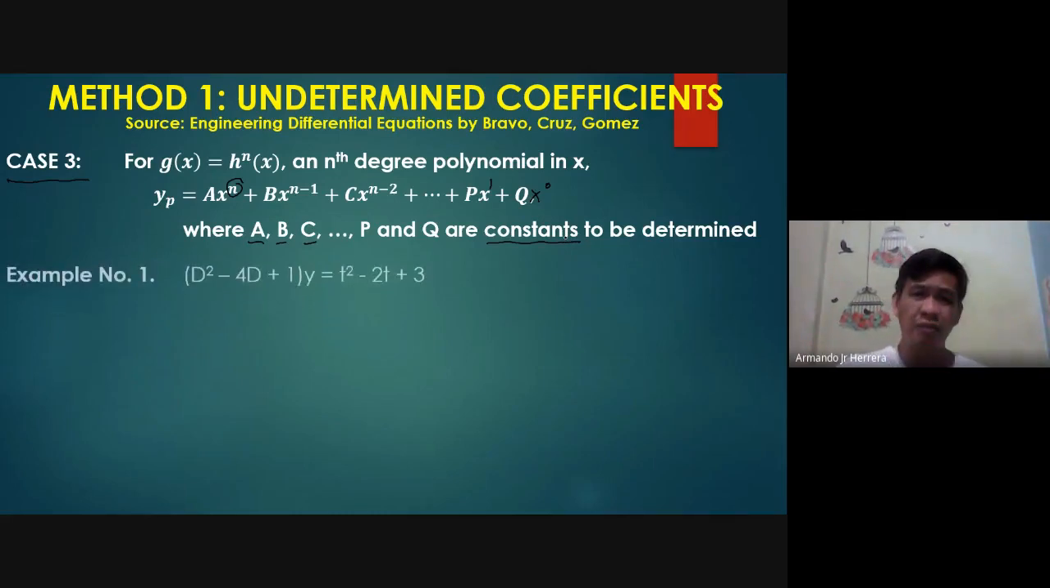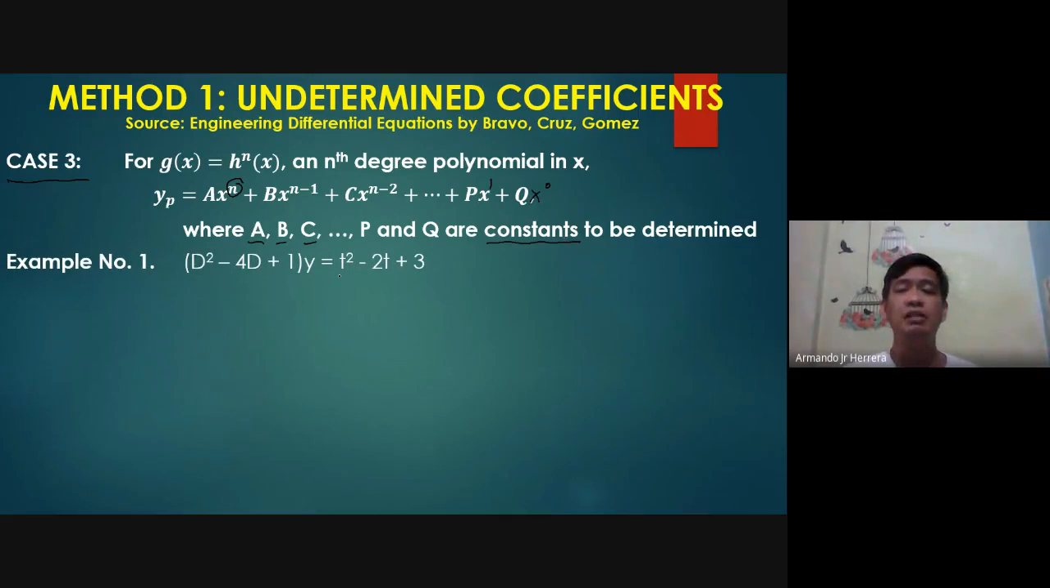So let us try this example. You have here t squared minus 2t plus 3. Ang ating nasa right side of the equation, that is an nth degree polynomial in x. So D squared minus 4D plus 1 y. So this is second order. So gagawin lang natin m squared minus 4m plus 1 is equal to 0.